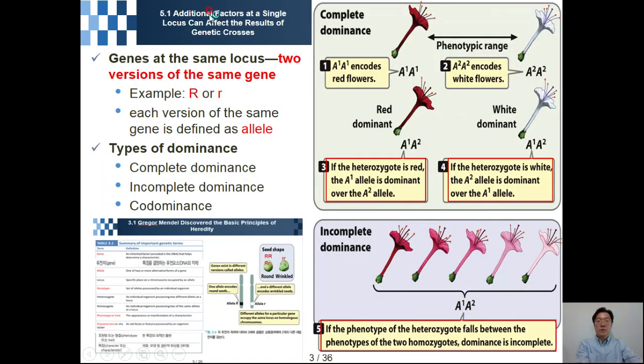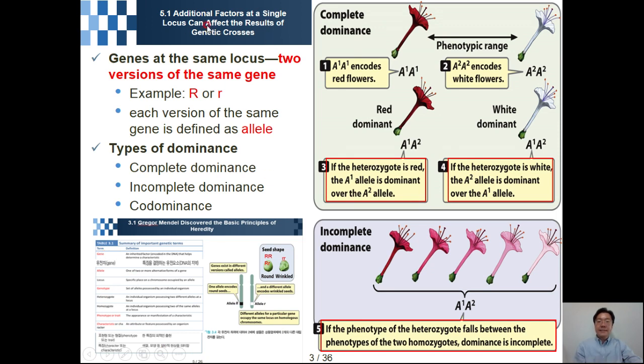In this slide, we will learn how additional factors at a single locus can affect the result of genetic crosses. The genes at the same locus have two versions of the same gene, for example, large R or small r. Each version of the same gene is called an allele, the large R allele and the small r allele. We already learned the concepts of allele and gene in chapter 3.